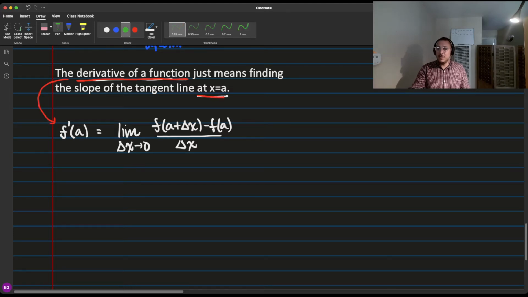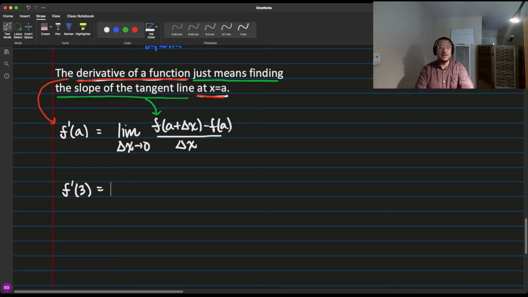What does that actually mean? That just means finding the slope of the tangent line at x equals a. That's all of that. So instead of having to write limit delta x goes to 0 of f of a plus delta x minus f of a all over delta x, we just write f prime a, or f derivative a. So what does this mean? This number written in words is what? Or, f prime 3 written in words means what?